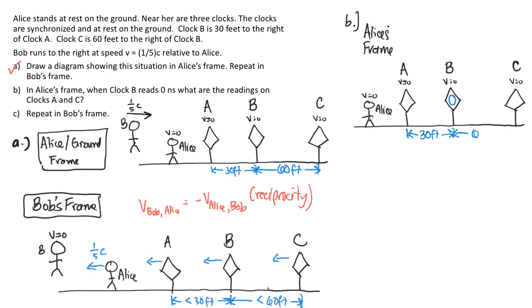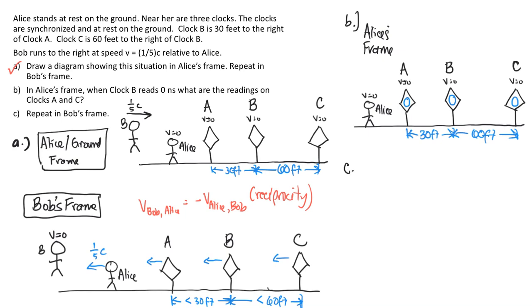So I can copy that over here. Now this part of the question, what are the readings on clocks A and C in Alice's frame, is a straightforward question, right? Because in Alice's frame, all of the clocks are at rest, and we are going to always assume that clocks that are at rest in the frame of reference that we're drawing all have the same reading, even if they're separated by some space. So all three of these clocks are going to have the same reading. That's just by the definition of synchronized clocks.